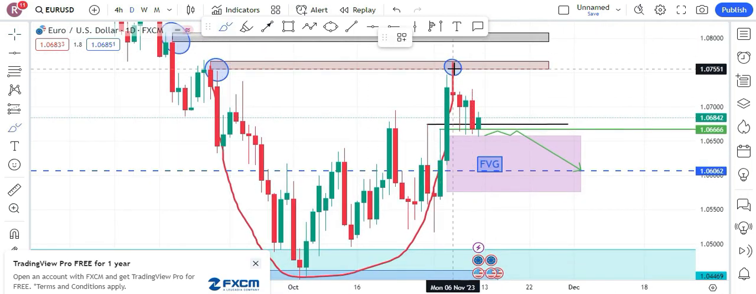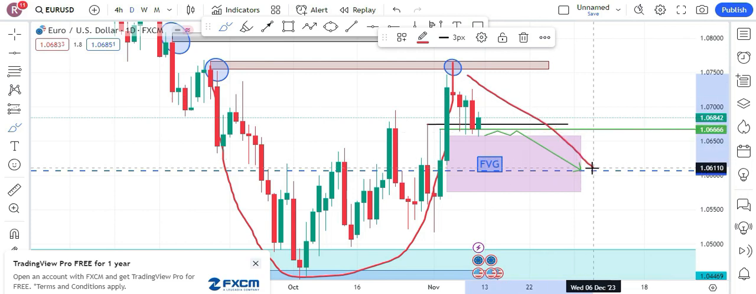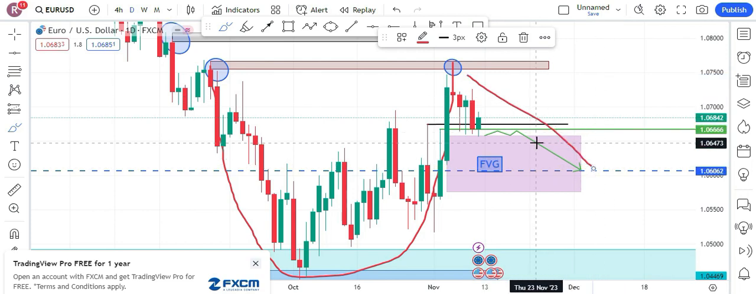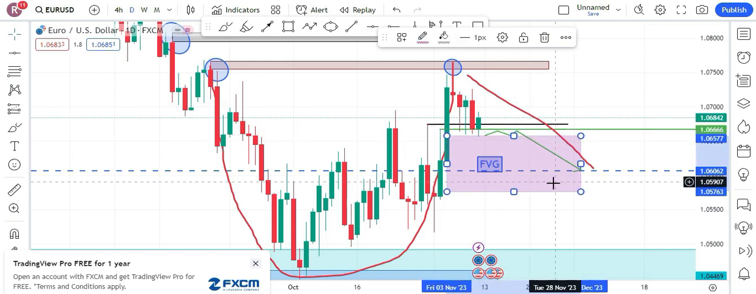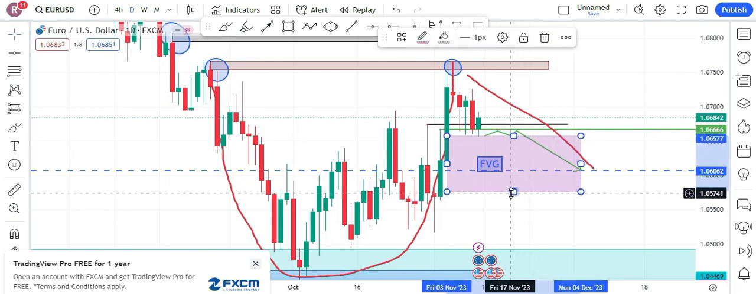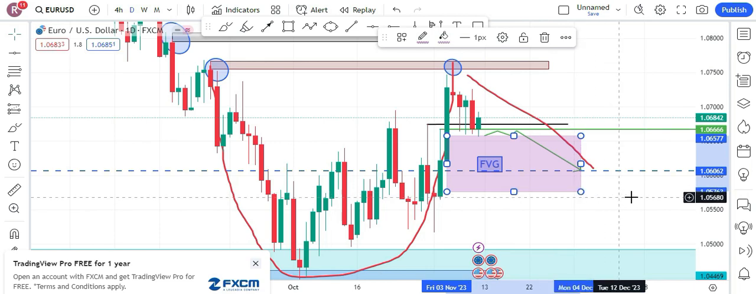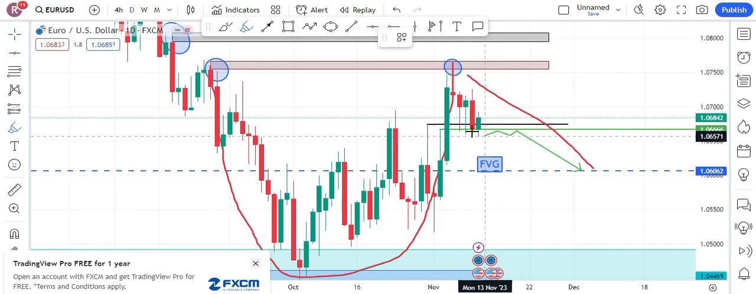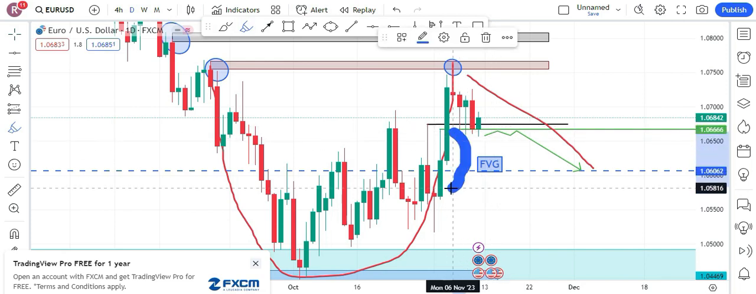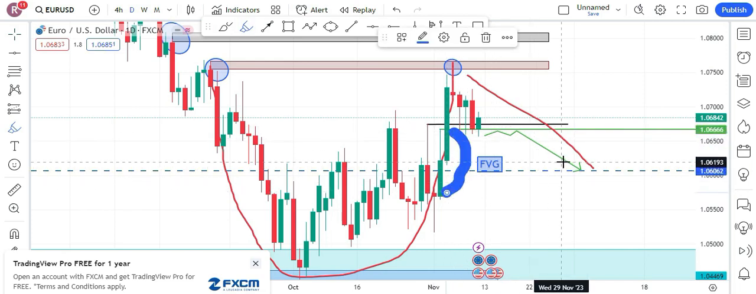This pattern will complete its destination. This is one option we have at the moment, and second thing, let's take out the fair value gap from here. Let's mark it in a different way. This is the fair value gap we have.